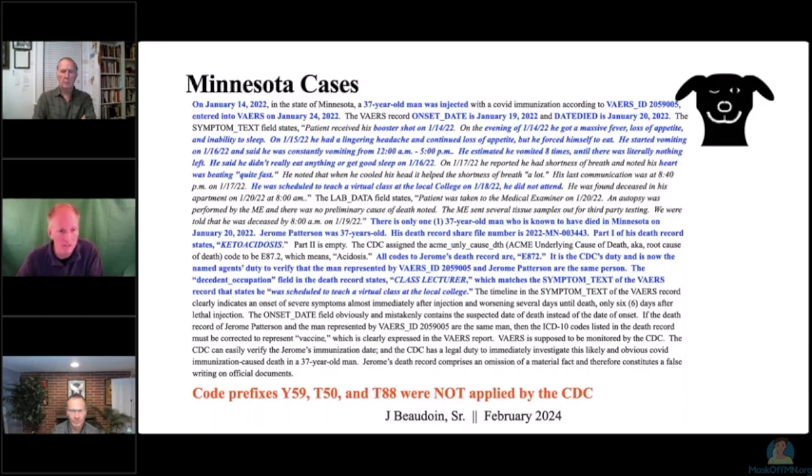You know, what happened to him? Did he have a stroke? Did he have a pulmonary embolism? They avoided putting anything else on the death certificate. I believe this is criminal behavior.